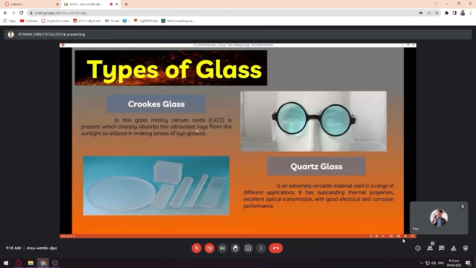So the next is quartz glass. It is an extremely versatile material used in a range of different applications. It has outstanding thermal properties, excellent optical transmission, with good electrical and corrosion performance.